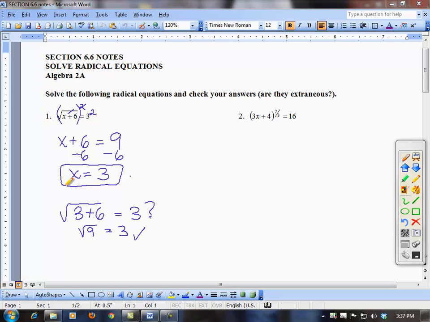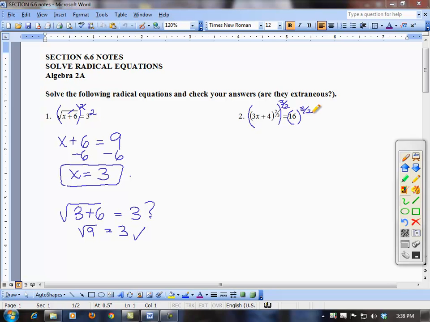Let's take a look at number 2. We have the quantity 3x plus 4 raised to the 2/3 power. That equals 16. Well, we can't get the x inside the parentheses until we get rid of the 2/3 power that's on the outside. So to get rid of a 2/3 power, we're going to raise this to its reciprocal, so to the 3/2 power. And we're going to raise 16 to the 3/2 power as well.